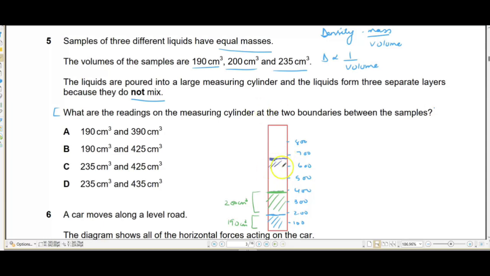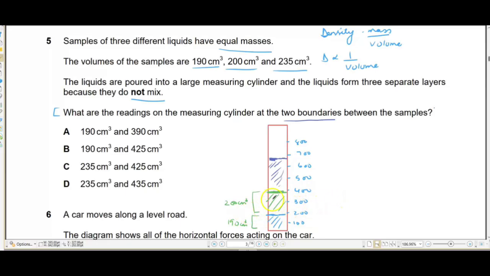Okay, so it's here. Once we've drawn this, now we are going to go to a question. What are the readings on the measuring cylinder at the two boundaries between the samples? So the first boundary is at 190. Okay, so this is the first liquid and this is the second liquid. So this is our first boundary, at almost 190 centimeter cubes.